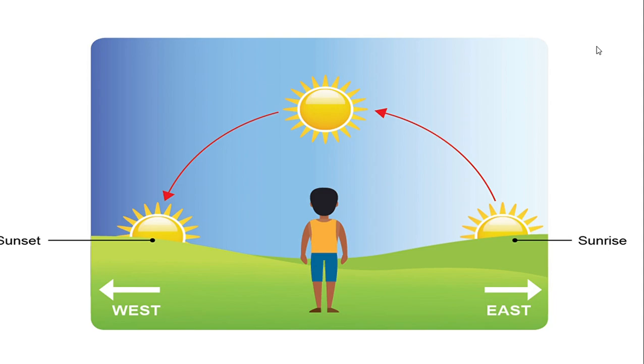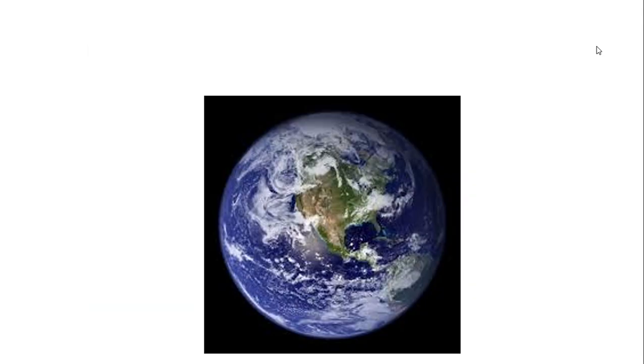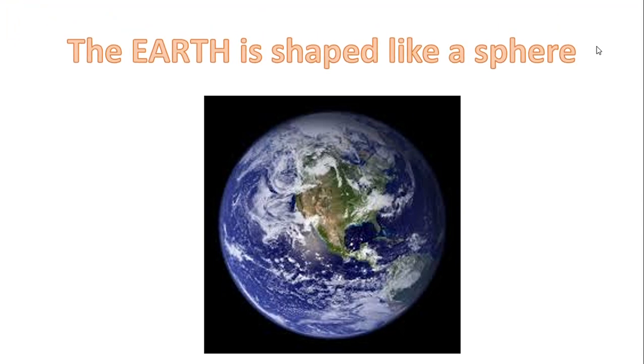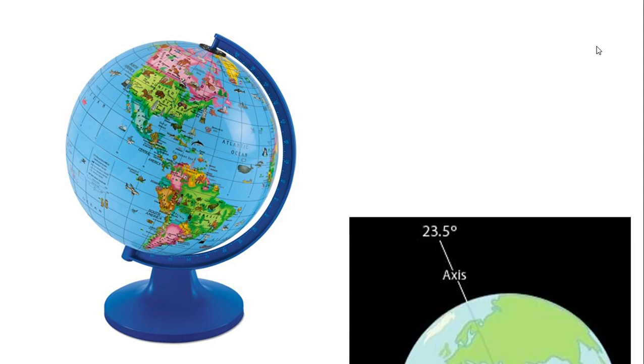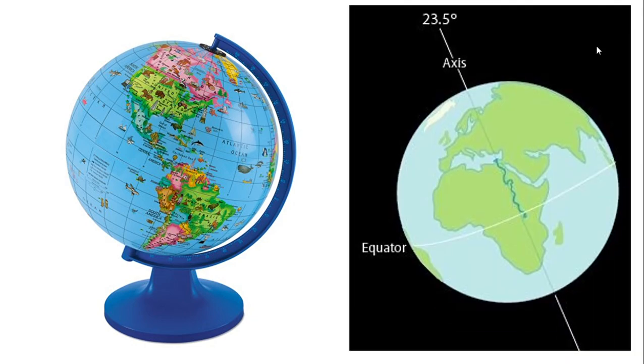What about the earth? What is the shape of the earth? We know that the earth is shaped like a sphere. If we model the earth, we can use the globe. The globe in the picture has a stick through its middle too, but actually we know that there is no stick through the center of the real earth. We call this stick axis or imaginary line.